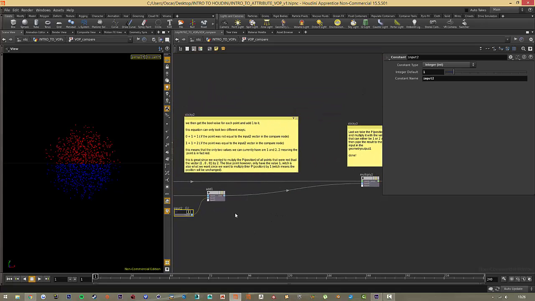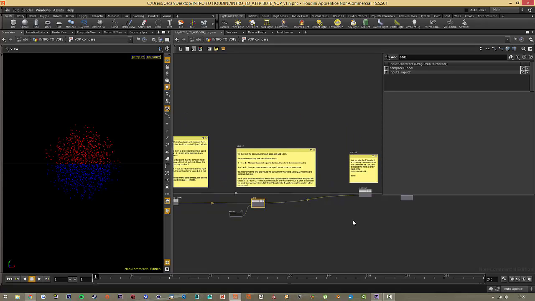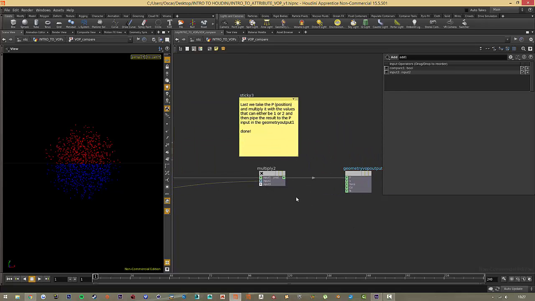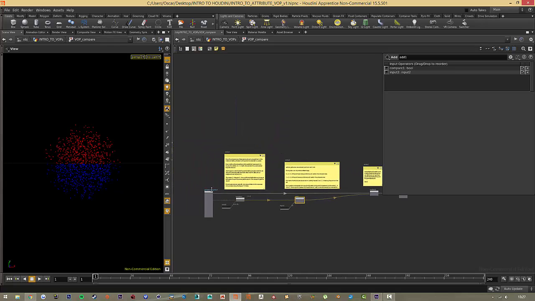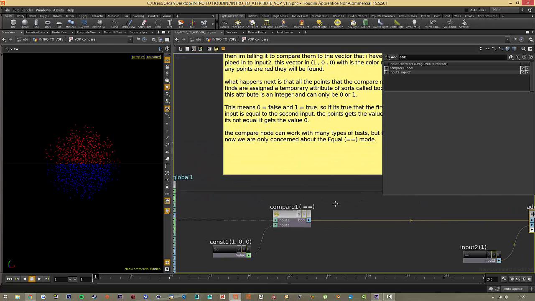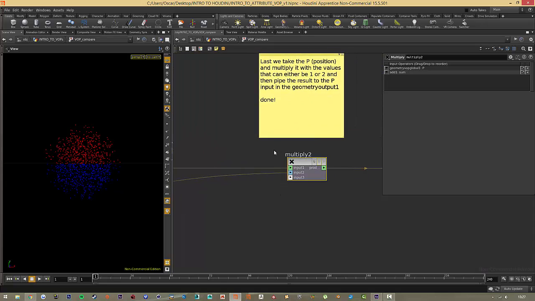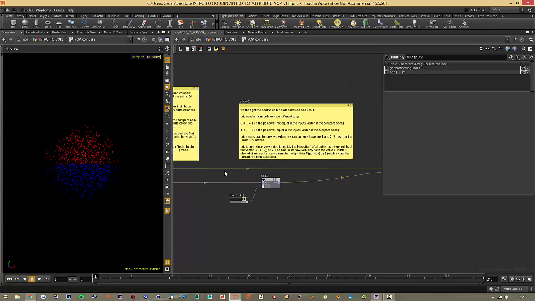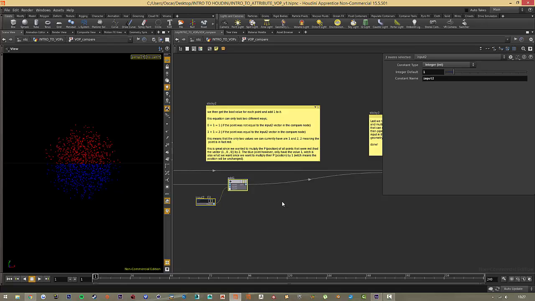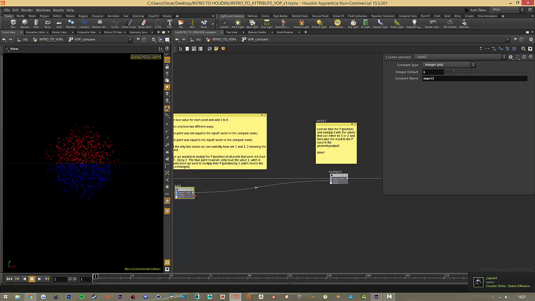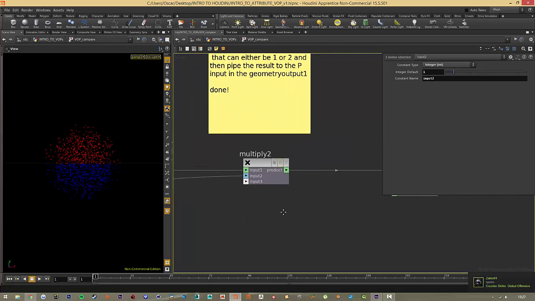And remember, the red points here now have a value of 2, while the blue points have a value of 1. And as we spoke about earlier, when we multiply, we always want to multiply anything by 1 at least, because then they keep the same position as they used to have. So we're going to pipe the position of these points, the P, into this multiply. We're going to pipe our values here. That can be either 1 or 2. 1 for the blue points and 2 for the red points. Okay? We're going to pipe that into the multiply input 2.